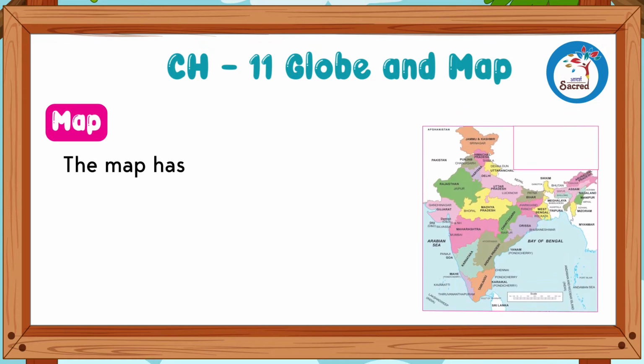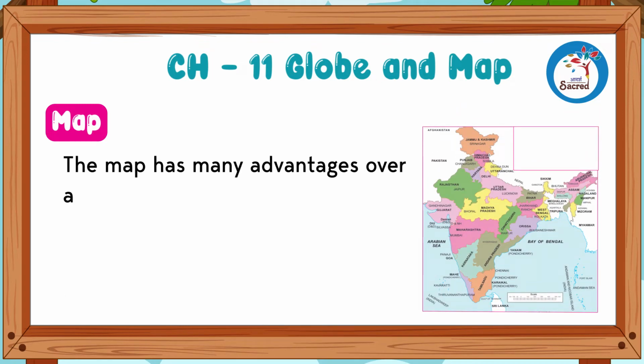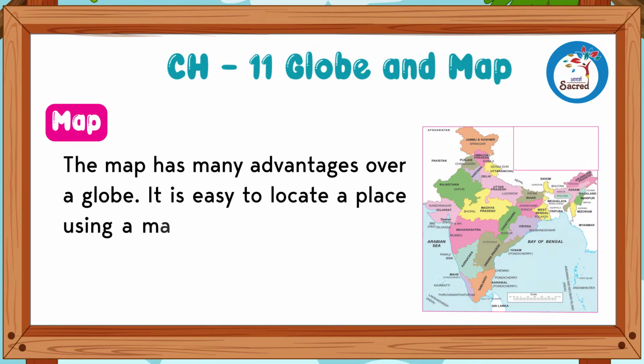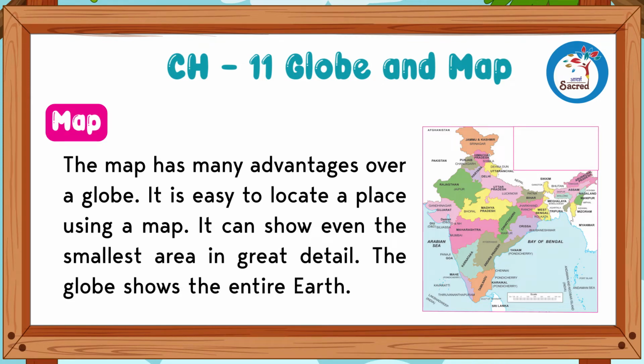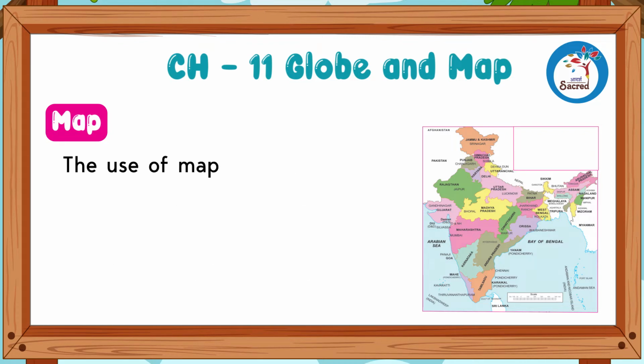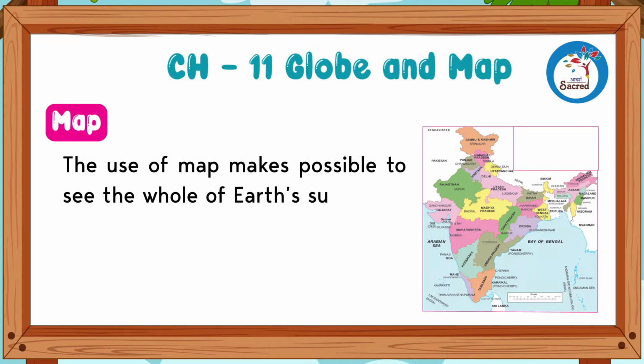The map has many advantages over a globe. It is easy to locate a place using a map. It can show even the smallest area in great detail. The globe shows the entire Earth. The use of a map makes it possible to see the whole of the Earth's surface at one time.